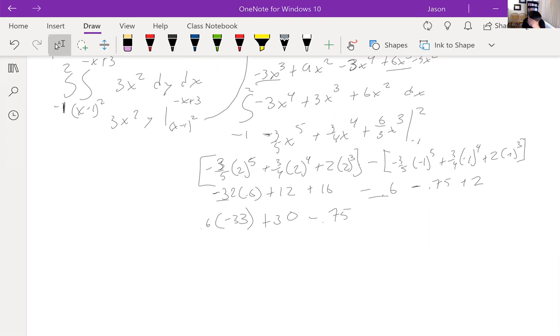Kind of interesting. So again, at this point, it's just a calculator problem. So what is this thing? 0.6 times negative 33 is negative 19.8, plus 30, minus 0.75. So negative 19.8 plus 30 minus 0.75, 9.45. There we go. That was number 11.